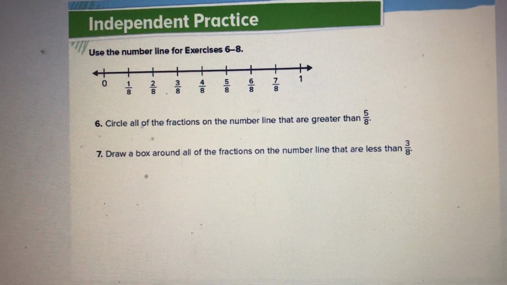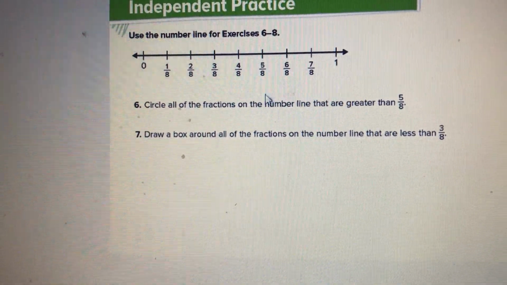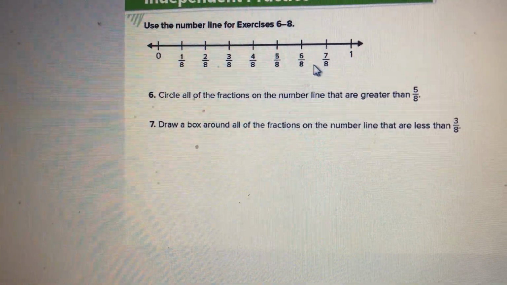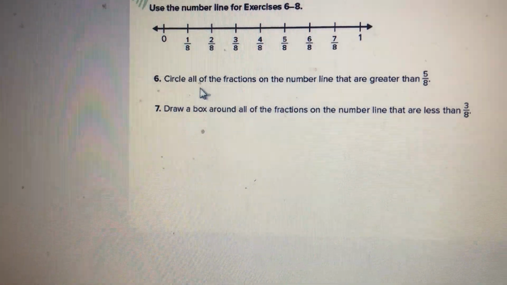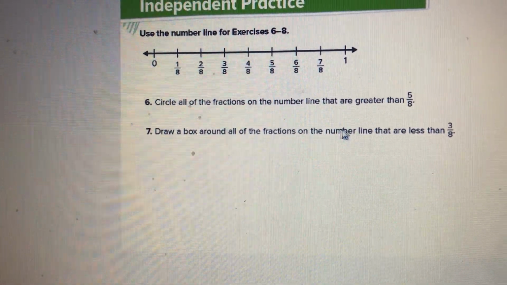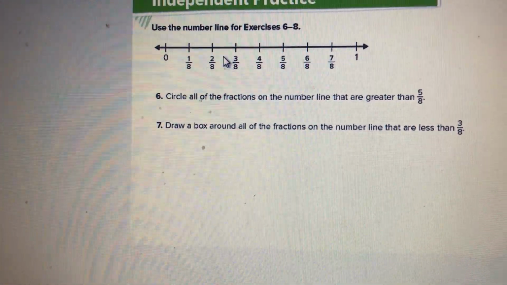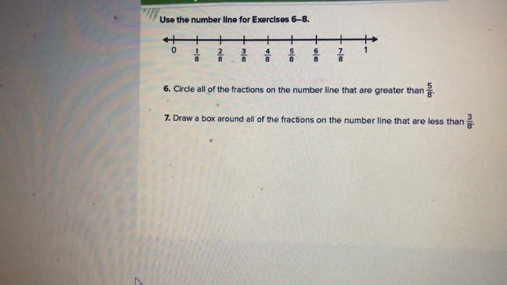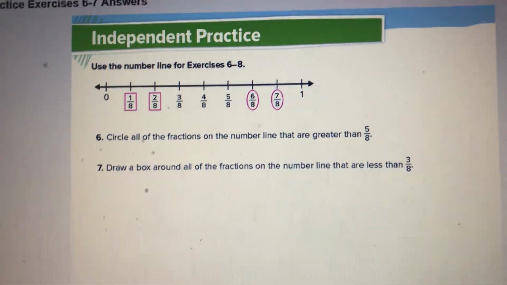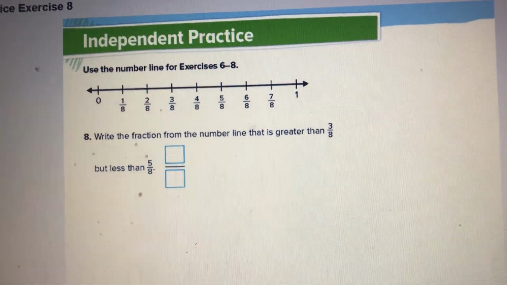It says number 6, circle all the fractions on the number line that are greater than 5/8. So for me, I'm going to look right here, find 5/8, put a dot there. Well, that one's bigger, that one's bigger, right? So I'm going to circle those, and then I'm going to draw a box around all of the fractions on the number line that are less than 3/8. So I'm going to find 3/8 here, box this, box this. Let's see if we did it right. We did. Okay, that's all you have to do for that. You just have to read the questions correctly and answer each question one at a time.